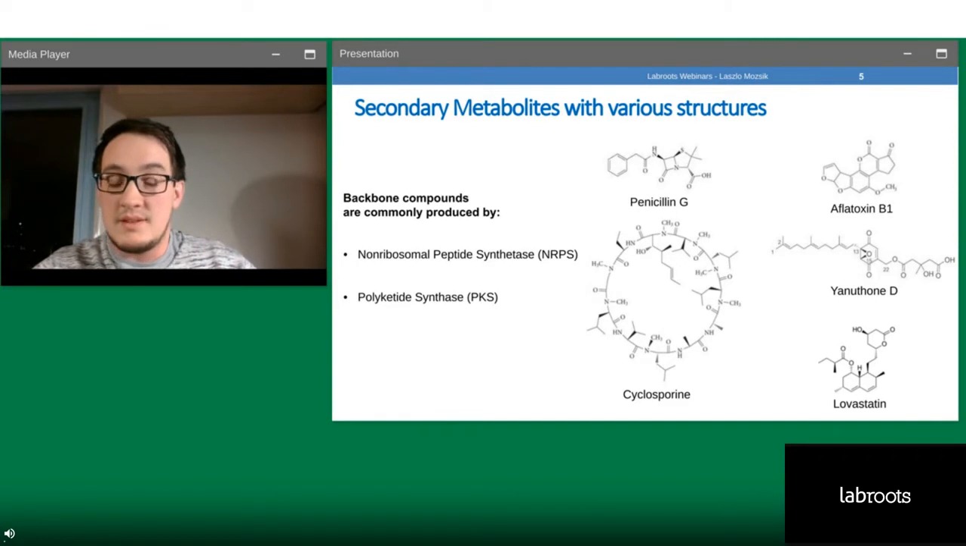So secondary metabolites come in various forms and structures, and their backbones are often produced by non-ribosomal peptide synthetases, so NRPSs, or polyketide synthases, PKSs, or terpene synthases. For example, important members of the NRPSs are penicillin, the first real antibiotic, produced by Penicillium chrysogenum, Penicillium rubens, and cyclosporine, which is now used as an immunosuppressant. Also the mycotoxins, aflatoxin and others, which are polyketide synthase based, as well as lovastatin, which is a cholesterol lowering agent.